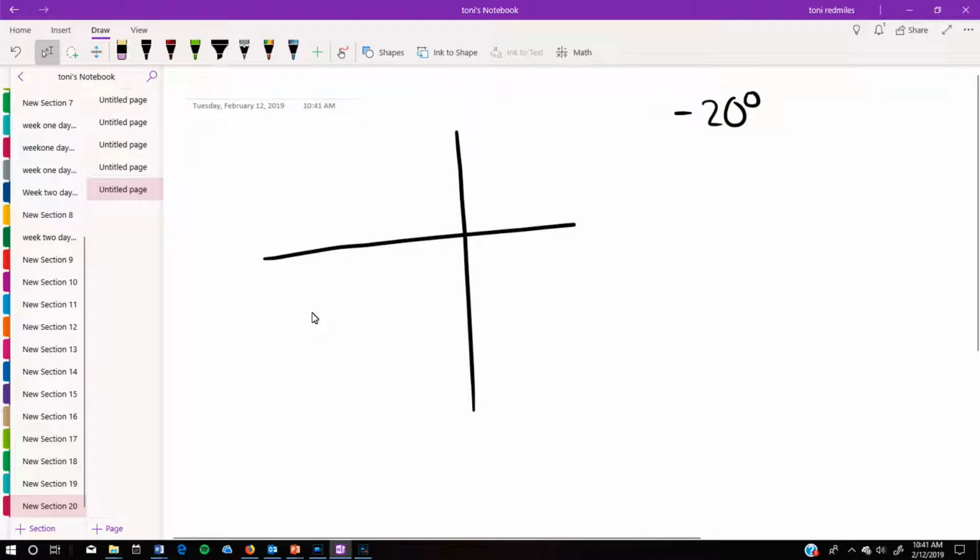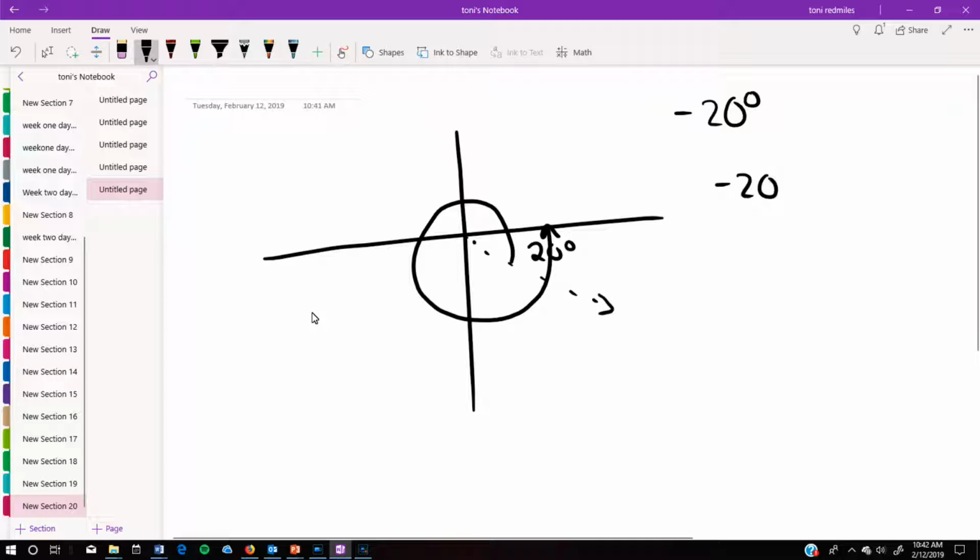So first I'm going to do it visually. My degree is going to be down here, 20 degrees, initial side, terminal side. I flow in from the terminal to the initial in the counterclockwise direction. Okay? All right. So let's say I was doing this using the math. It would be, sorry, plus 360, I get a positive 340.